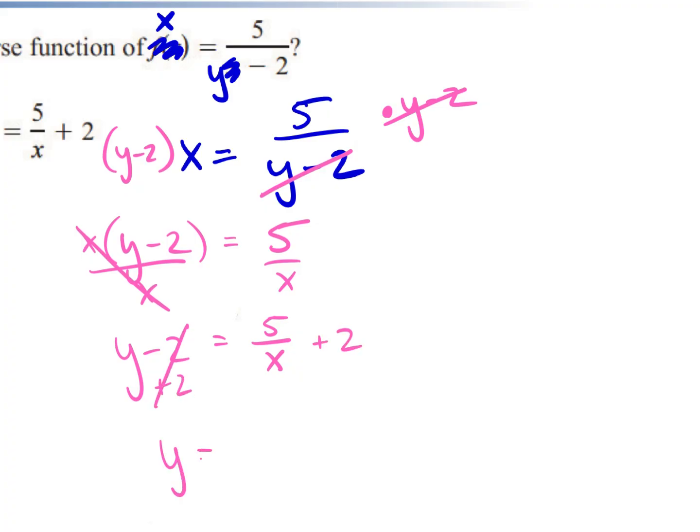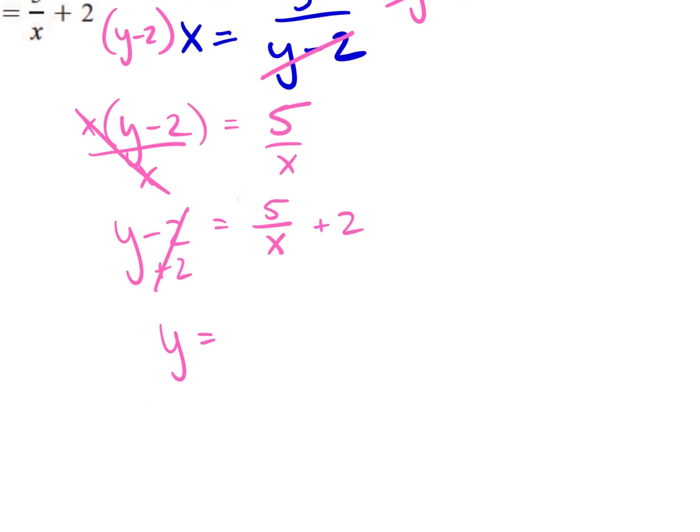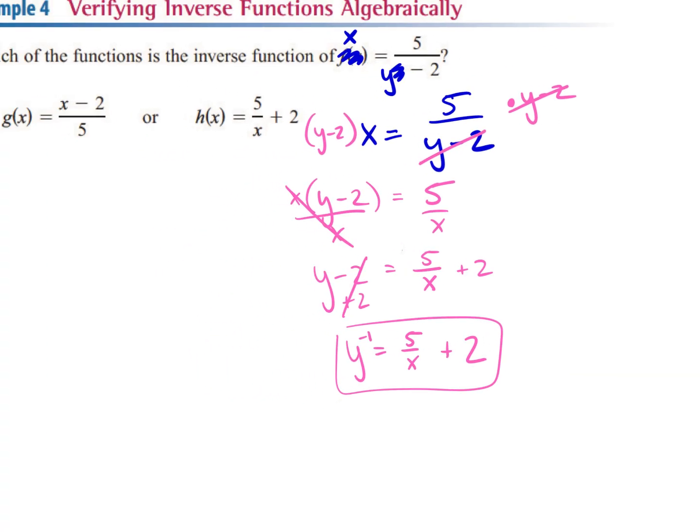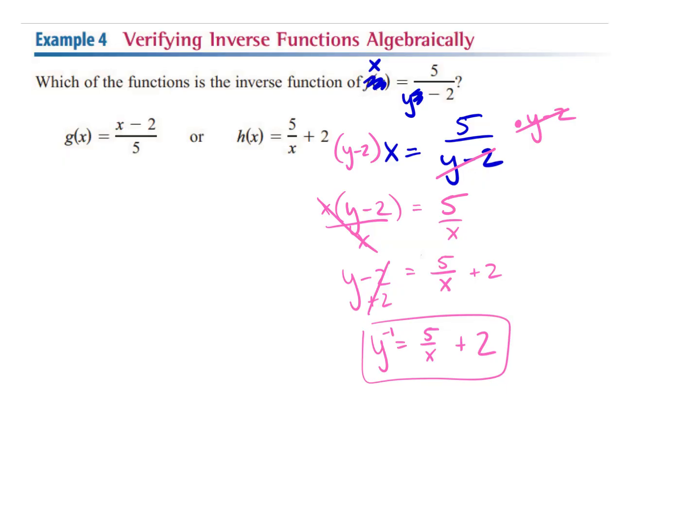So we have y equals, be careful here because you're adding 2 to your fraction. It's not in the numerator. We're adding that to the 5 over x. So y equals 5 over x plus 2. So this is our inverse. So would that mean g or h is our inverse? h.